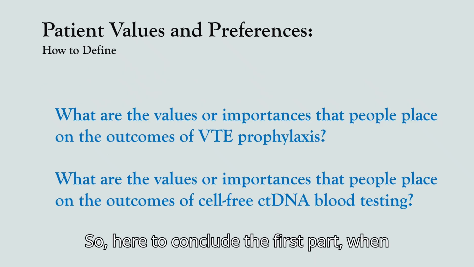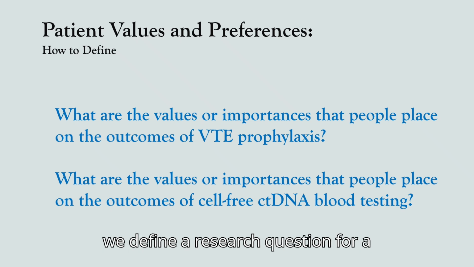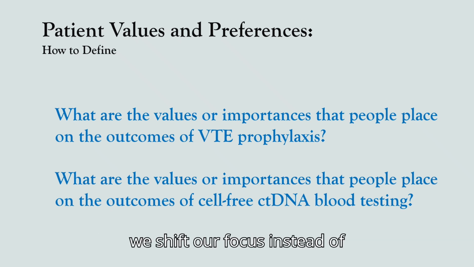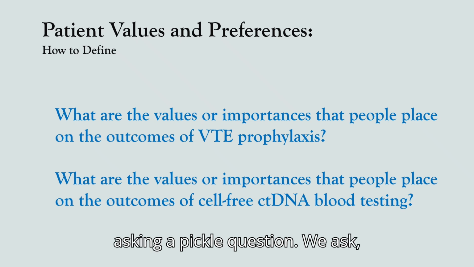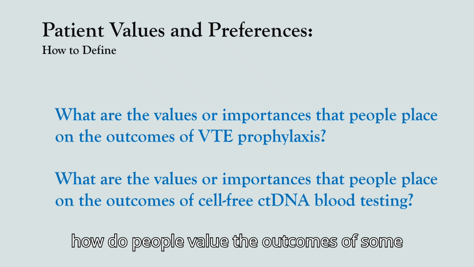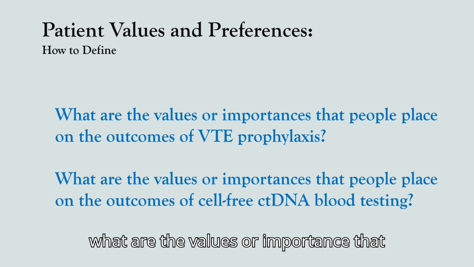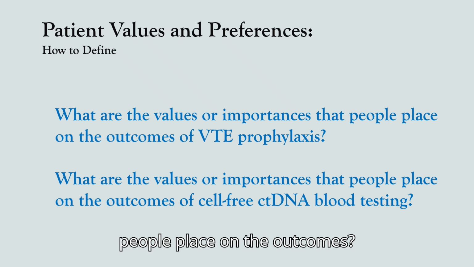So, to conclude the first part, when we define a research question for a values and preferences systematic review, we shift our focus. Instead of asking a PICO question, we ask how do people value the outcomes of some interventions or some conditions, or what are the values or importance that people place on the outcomes.